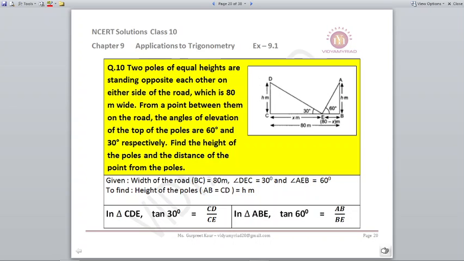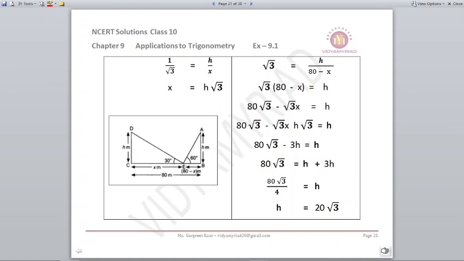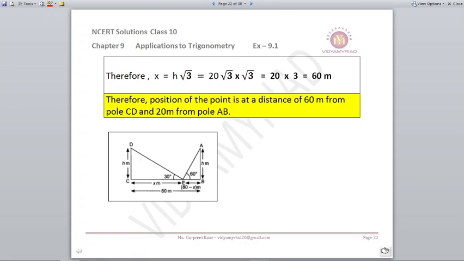AB is H. What is EB? 80 minus X. So the value of tan 60 is root 3. Cross multiply, find H. We get H as 80 root 3 upon 4, which can be cancelled. H is equal to 20 root 3. Please do this solving very carefully. You should know what is root 3.